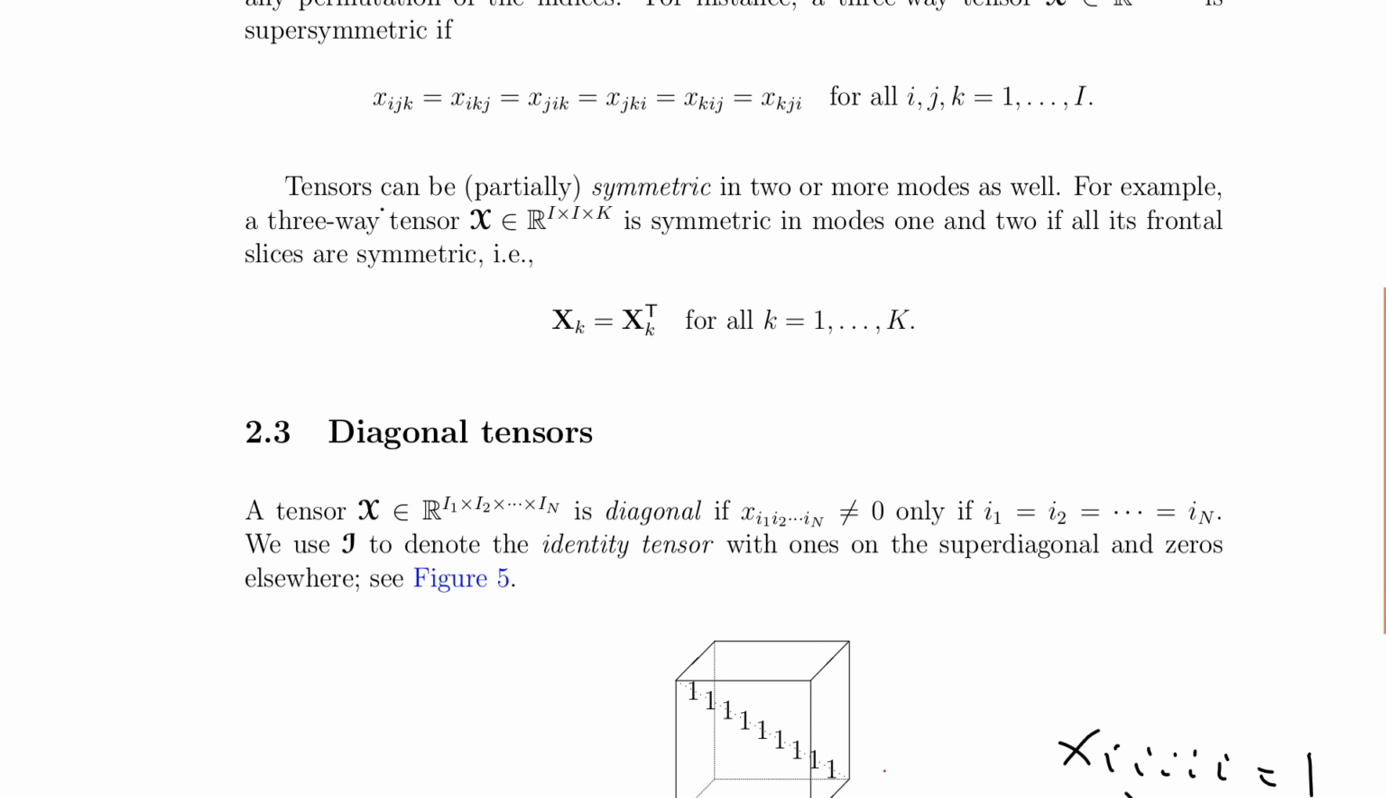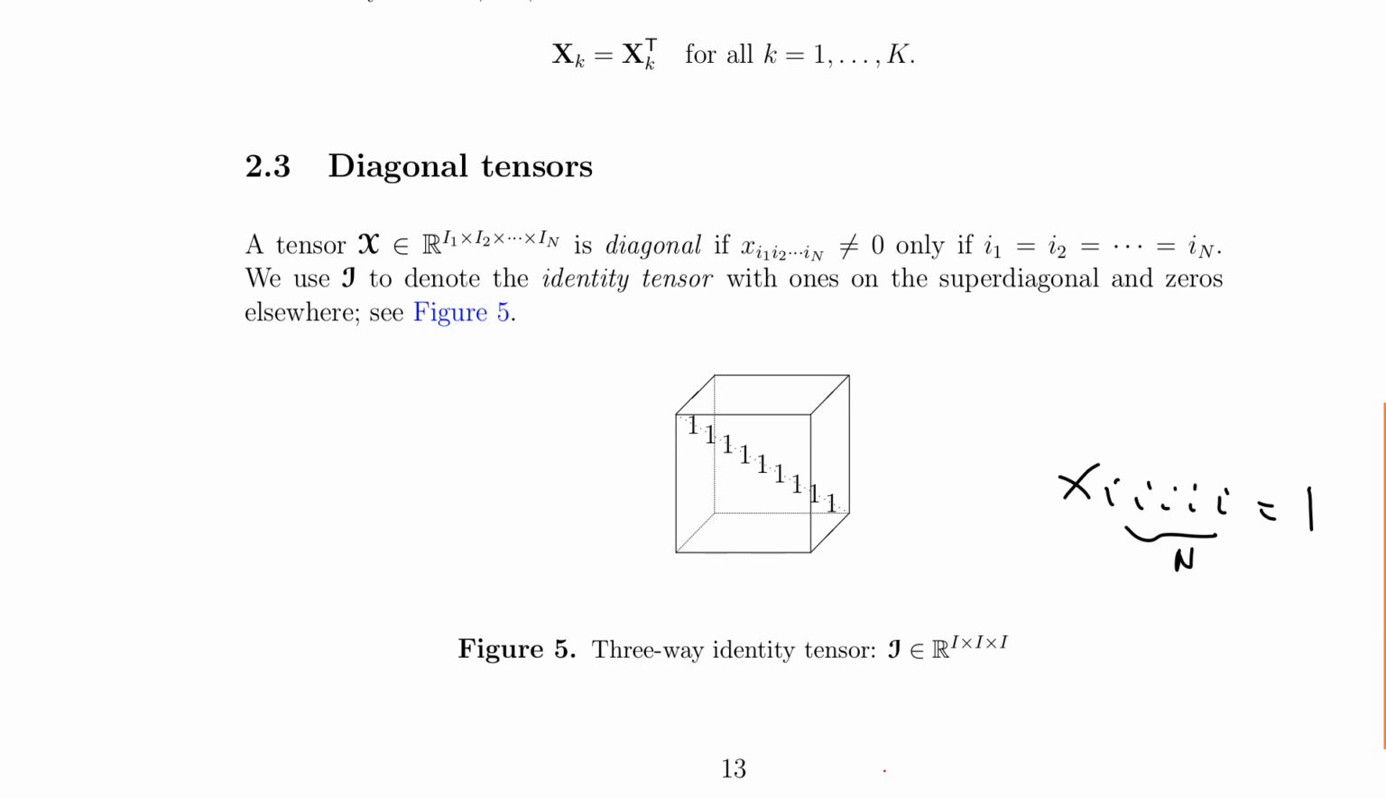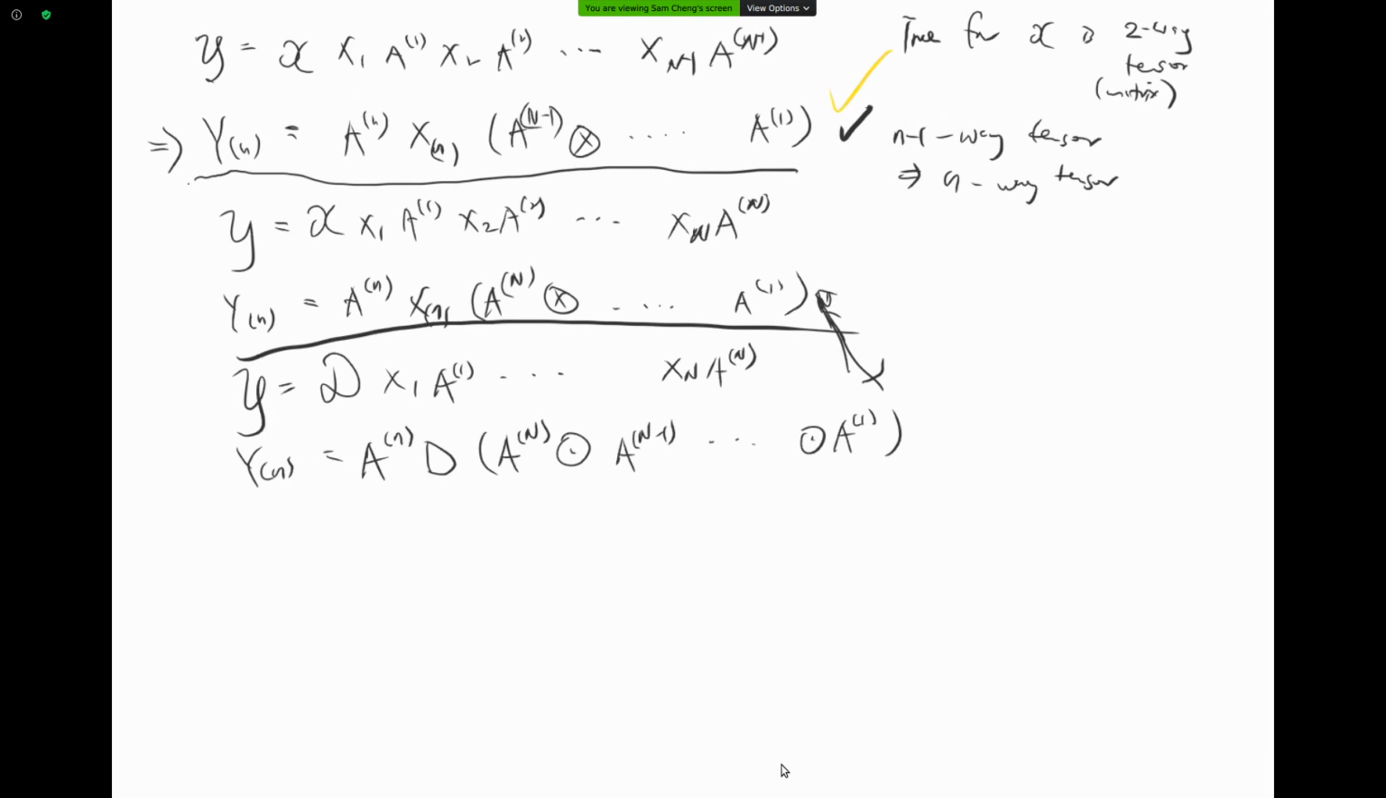So for example, this is a diagonal tensor, right? A three-way diagonal tensor. Let's make it concrete: let's say I have a three-way diagonal tensor, like a three-way identity tensor, with dimension 3 by 3 by 3. Then basically the mode-1 matricization of this D here will have 27 elements, right?